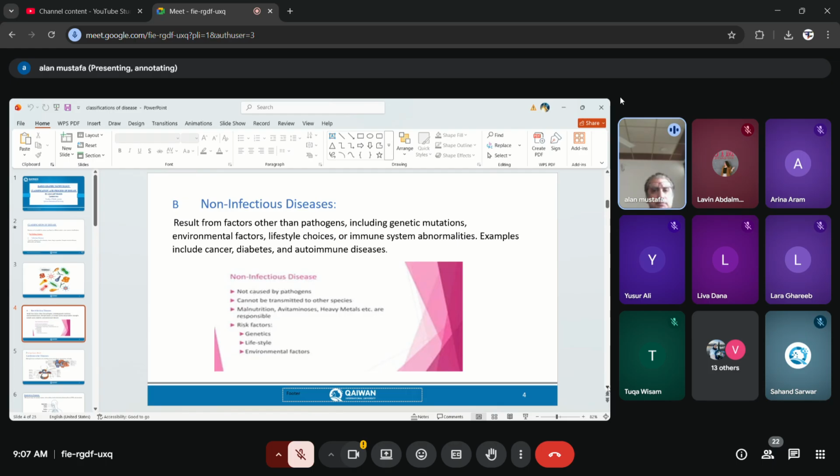Cancer, for example, is a non-infectious disease. Fracture, broken bone, is a non-infectious disease. Congenital diseases are non-infectious diseases. They are not caused by viruses or bacteria. Coronavirus is an infectious disease. So this is just one way of classifying diseases. Now, if we say that obesity is a disease, it is a non-infectious disease.